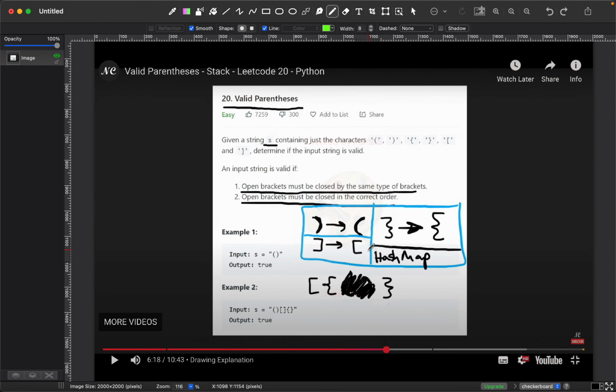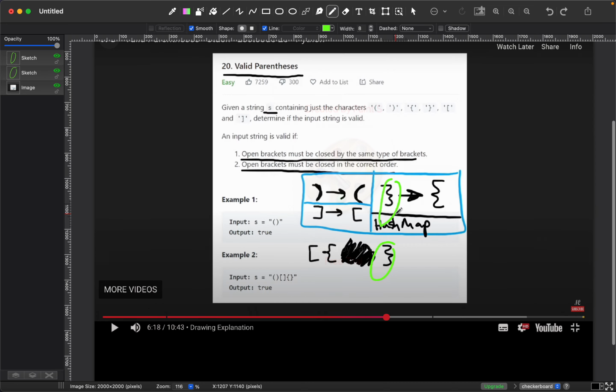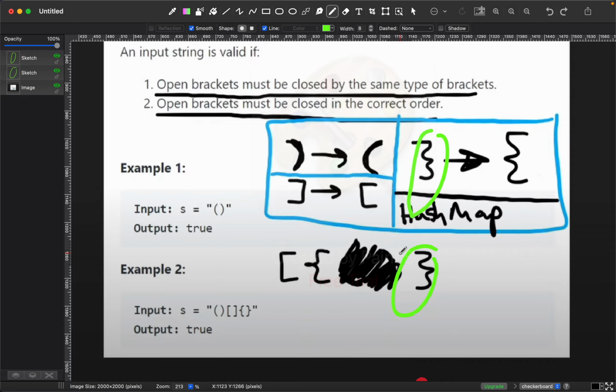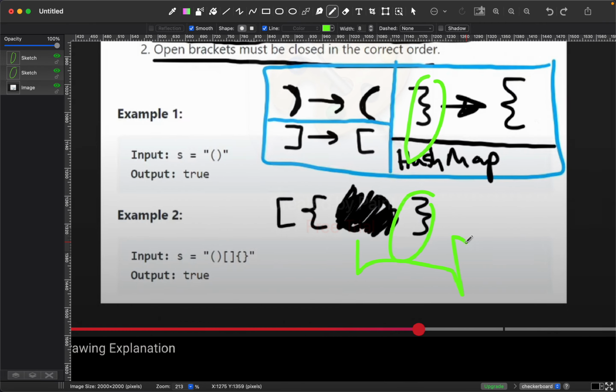So there's this, and this is a checker. So check the bracket with the bracket. It's usually, I think, kind of like a check on this area per se.